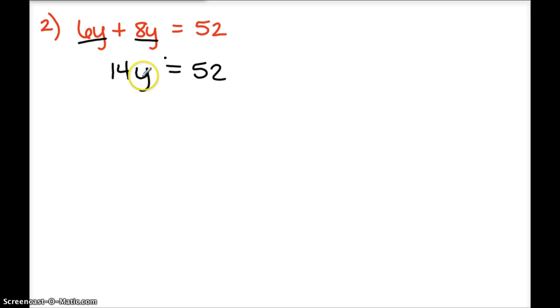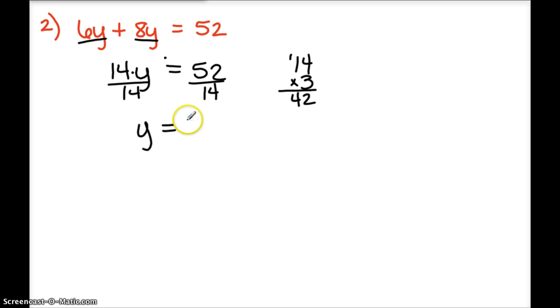I already have my y on one side. Step 4, I don't have any addition or subtraction to get rid of, so we're going to jump straight to step number 5. Get rid of this multiplication. So I'm going to divide by 14. Okay, and y equals, well, let's see, 14 goes into 52. Well, 3 times would get you to 42. So that would be 3 and 10/14. You could simplify that to 3 and 5/7.